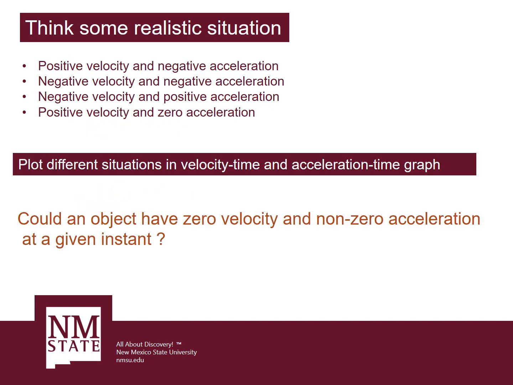Okay, so here are some things to think about. What if you have positive velocity and negative acceleration? What if you have negative velocity and negative acceleration? What if you have negative velocity and positive acceleration, and positive velocity with zero acceleration? Think about these things. They may show up on the RAT at the beginning of your next lab.